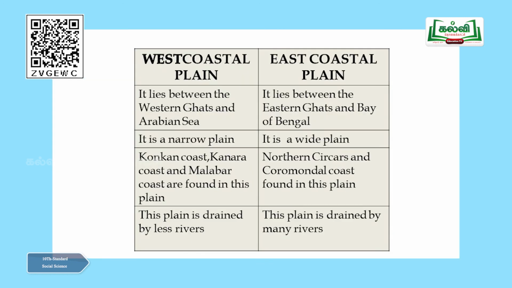And the last one is East Coastal Plain and West Coastal Plain. East Coastal Plain lies between the Eastern Ghats and the Bay of Bengal, whereas West Coastal Plain lies between the Western Ghats and the Arabian Sea. East Coastal Plain is a wide plain, whereas West Coastal Plain is a narrow plain. East Coastal Plain is divided into two divisions: one is Northern Circars, another one is Coromandel Coast. Whereas West Coastal Plain consists of Konkan Coast, Kanara Coast and Malabar Coast.